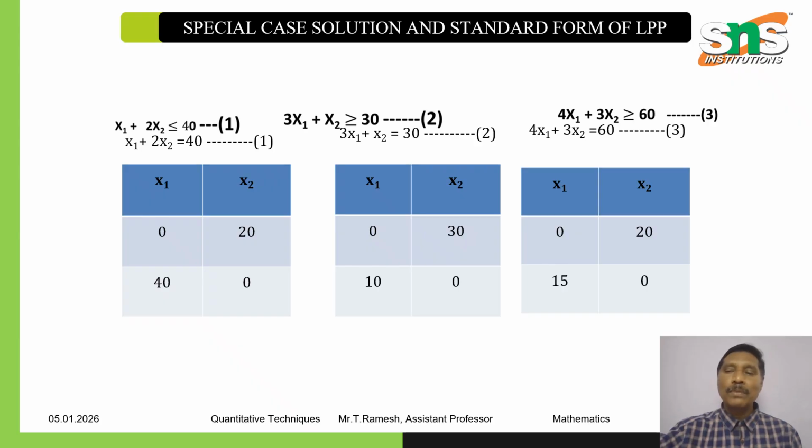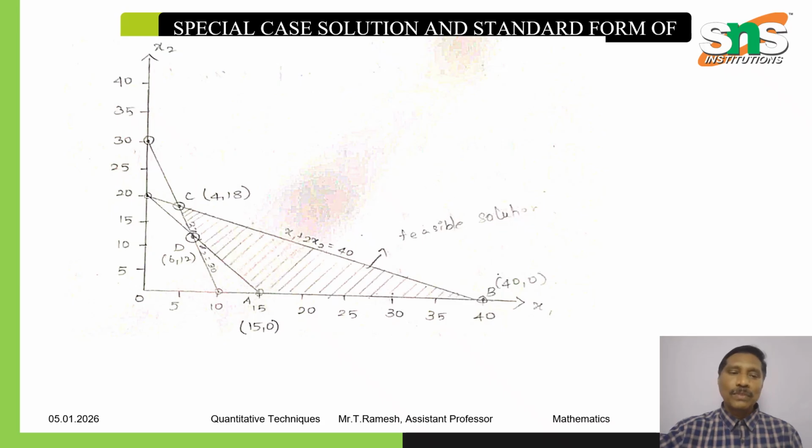So we fix all the points on the graph and we find the solution region. From the second equation, we fix 10 comma 0 here and 0 comma 30 here. Join these two by a line, we get a straight line. From the points 15 comma 0 and 0 comma 20 we fix those, and the first one is 0 comma 20 and 40 comma 0, we join these 2 points by a line.